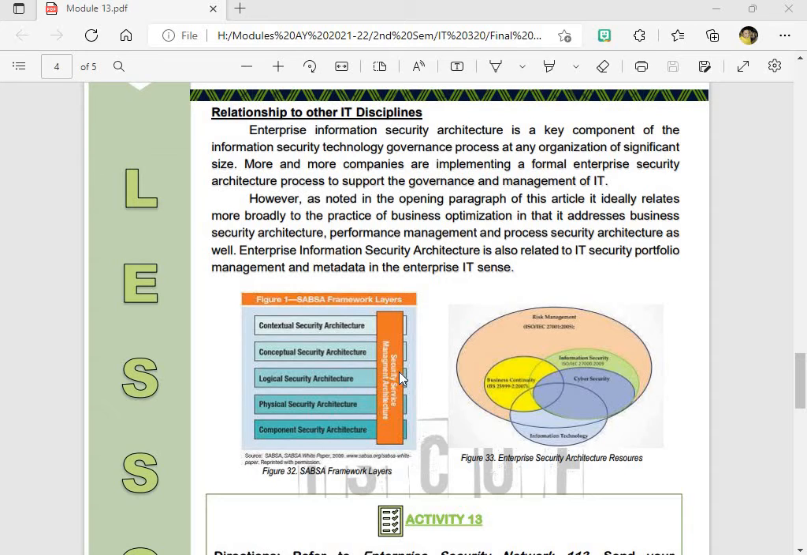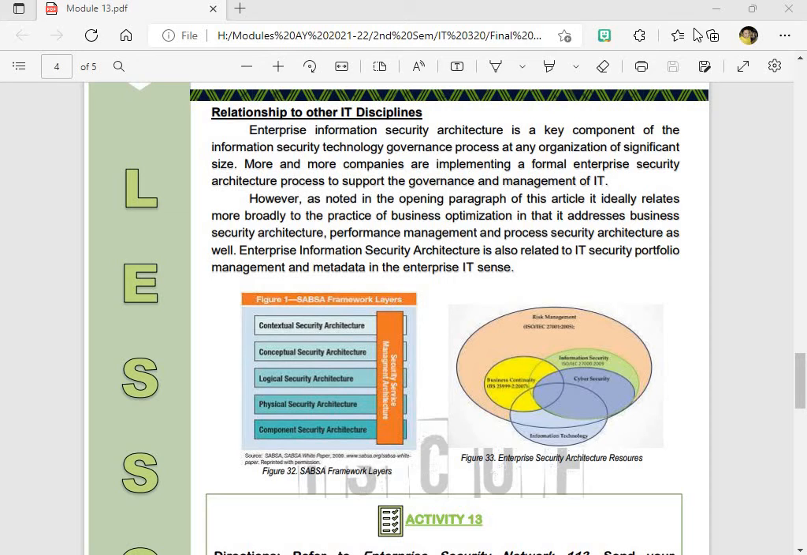As noted in the opening paragraph of this article, it ideally relates more broadly to the practice of business optimization. It addresses business security architecture and the performance management and process security architecture as well. Enterprise information security architecture is also related to IT security portfolio management and metadata in the enterprise. So if you're aspiring to be a security framework person in the future, maybe an admin for a security framework, you have to study this one.